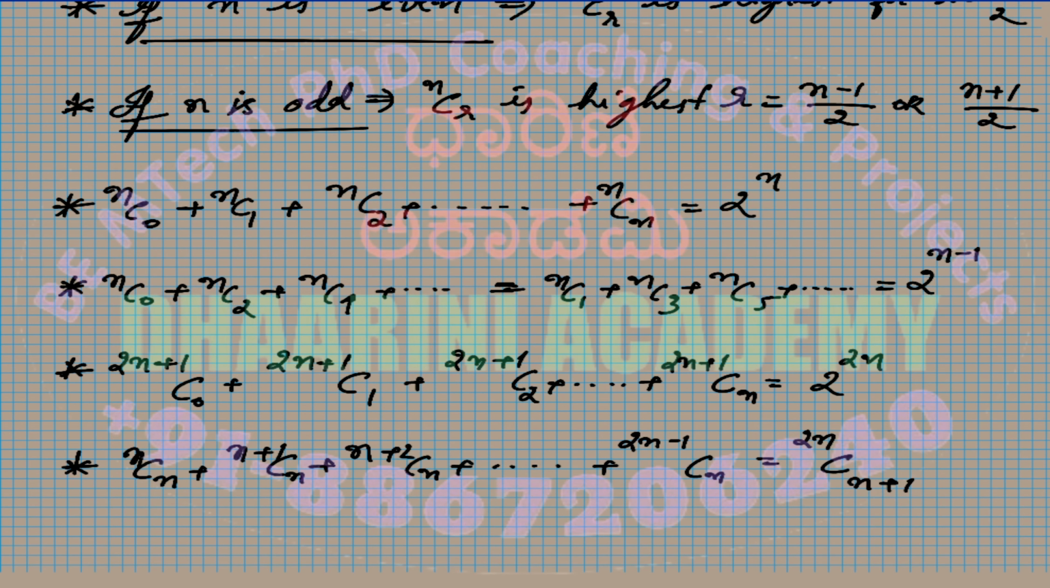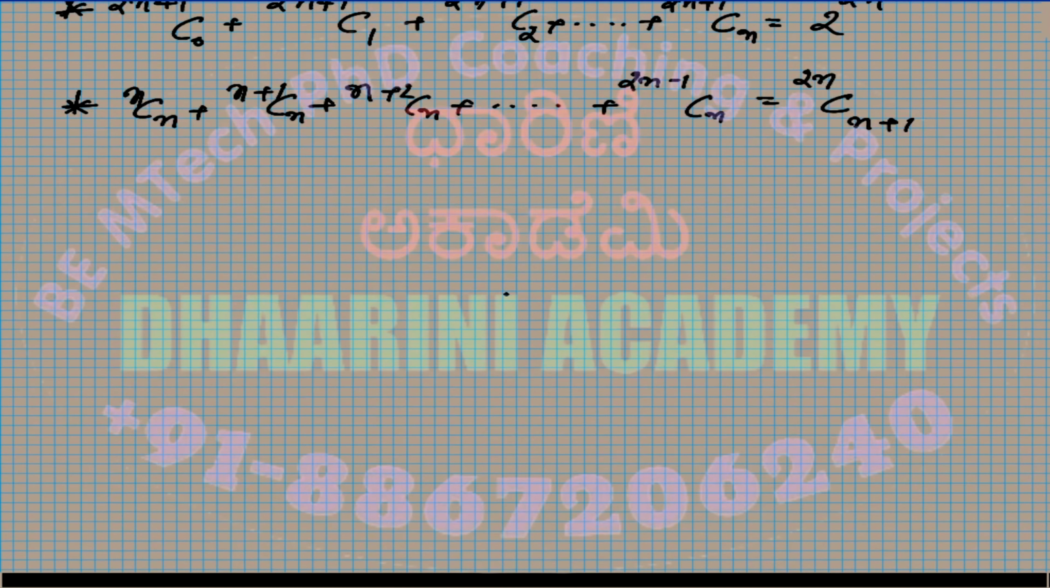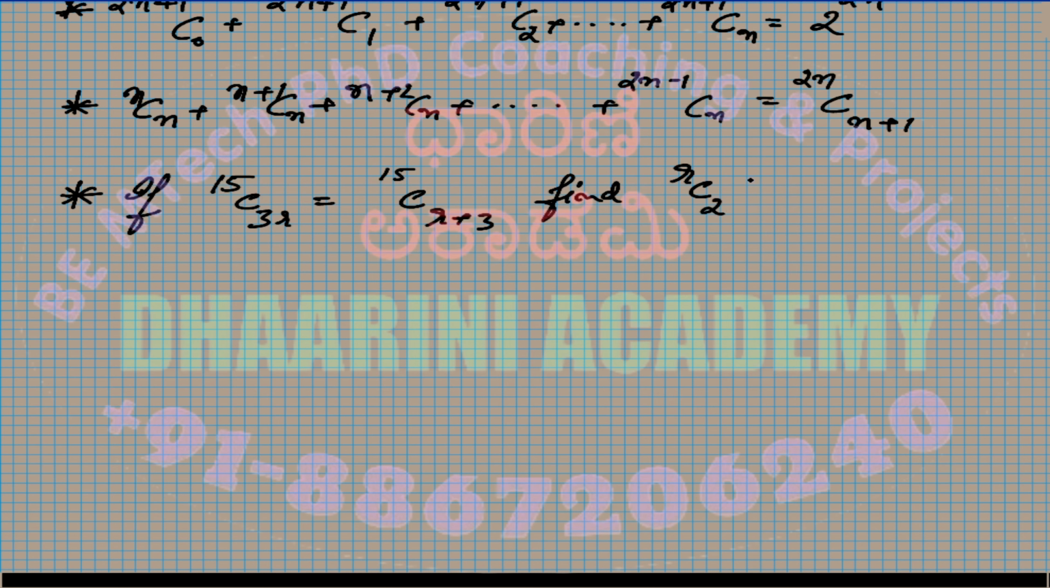Okay, next. Yeah, I think we have finished the properties. Let's solve some of the problems. The first one is this. If 15C(3r) is equal to 15C(r plus 3), then find what is rC2.